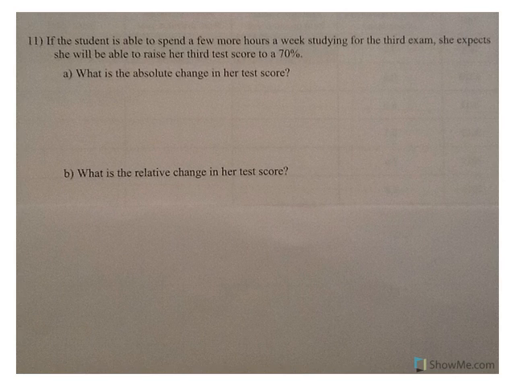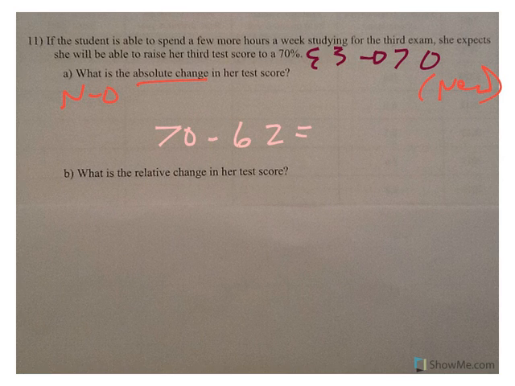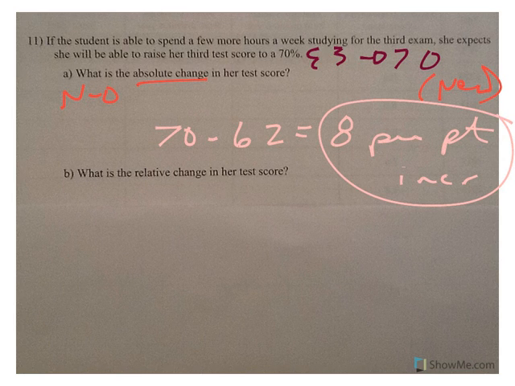So, if the student is able to spend a few more hours a week studying, she expects she'll be able to raise her third test score to a 70. I guess these were maybe anticipations. So we're going to talk about exam 3. We're going to change that to a 70%. So what's the absolute change? Well, this would be considered a new score. Remember, absolute change is new minus old. So we take new score minus the old score. This would be an 8 percentage point increase. It's an increase because it's positive.